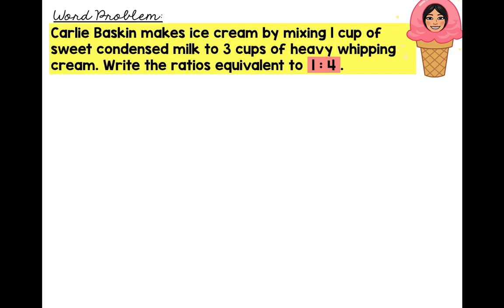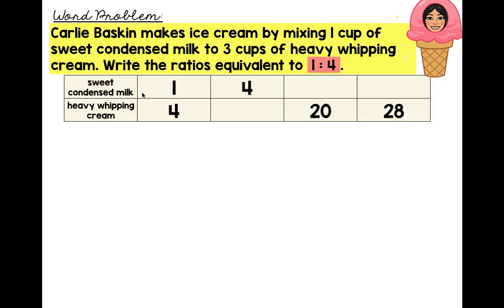So the last part of our lesson today is just putting all this knowledge into a word problem. So Carlie Baskin makes ice cream for 1 cup of condensed milk to 4 cups of heavy whipping cream. Write the ratios equivalent to 1 to 4. Okay, so this is supposed to be 4, because your homework is 3, that's why. Okay, so here we have this nice table. We're just going to fill in what these missing numbers are using equivalent ratios.